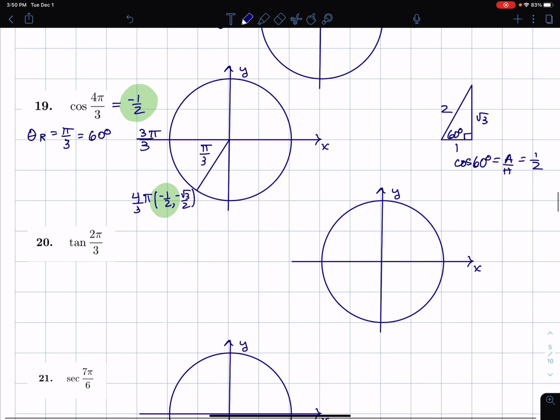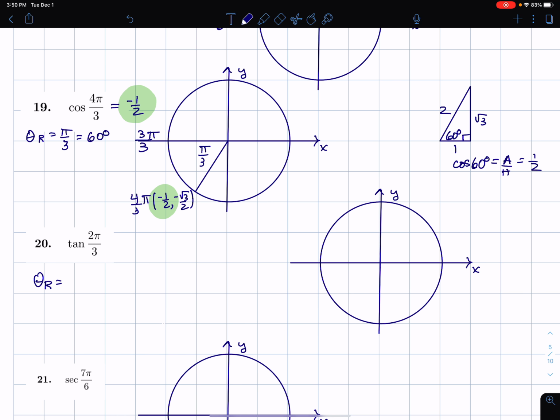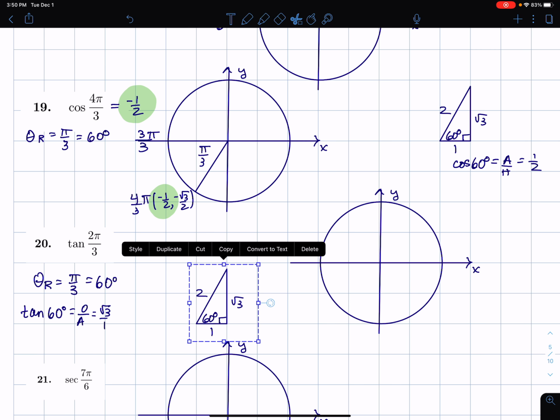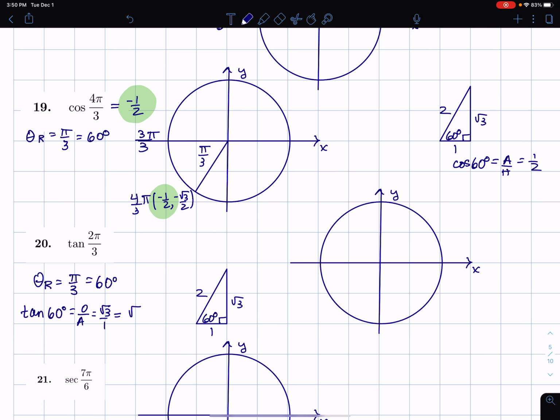Now, for tangent of 2/3 π, the reference angle is π over 3, and therefore what I can use is the exact same triangle. Maybe I can just refer to it over here, but I'll just draw it down here. And this time I really like using the triangle. Tangent 60 degrees is going to be opposite over adjacent, and we can see that's √3 over 1. So I like that little triangle because I find it easy dealing with fractions when I have tangent. Tangent is opposite over adjacent.